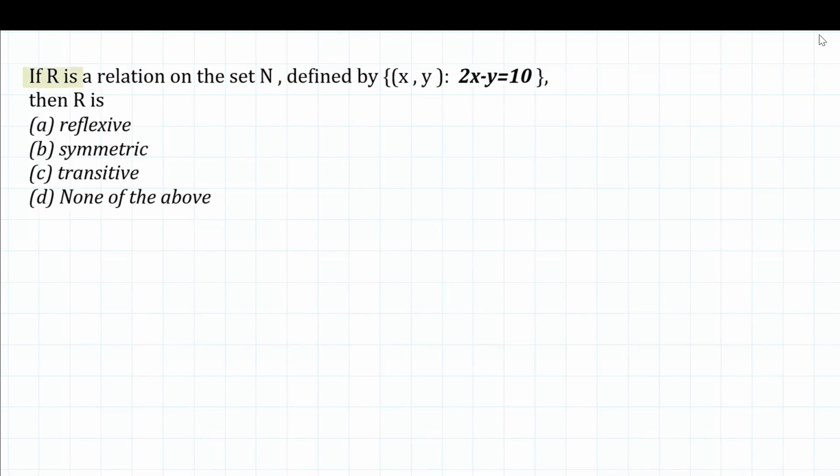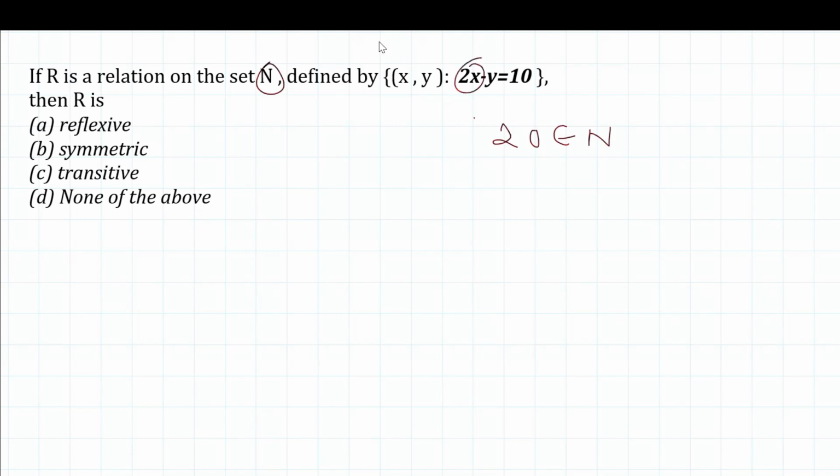The next question says R is a relation on the set N, where N stands for natural numbers by default, defined by R(x, y) such that 2x minus y equals 10. We have to check whether this relation is reflexive, symmetric, transitive, or none of these. So we can begin with reflexive. Let's say we take a number 20 that belongs to the set N.